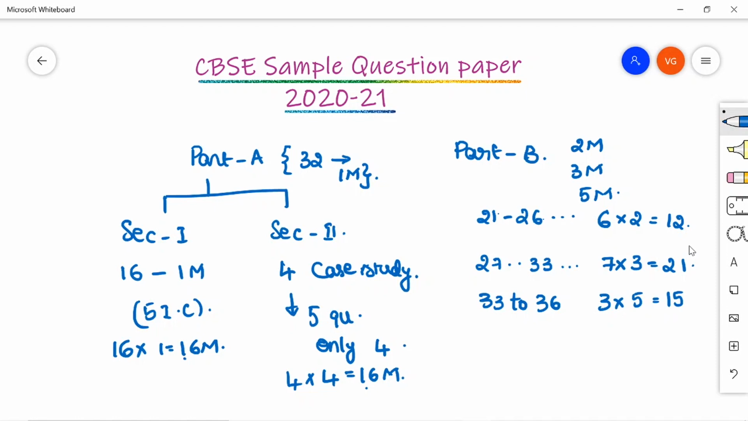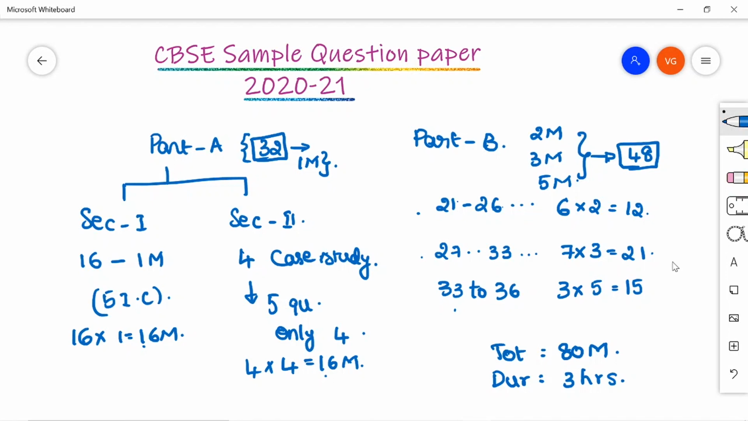So again you have internal choice given in 2 questions, for 2 markers as well as 3 markers. And for 5 markers you have 1 internal choice question. So here the remaining marks are for part B, and here you have 48 marks for part B. Part A you have 32 marks and for part B it is 48 marks, totally making up 80 marks and the duration is 3 hours.